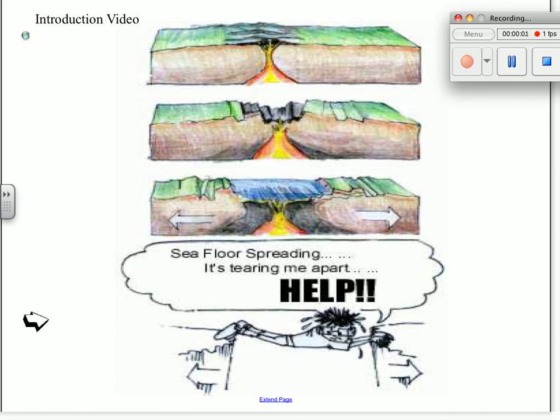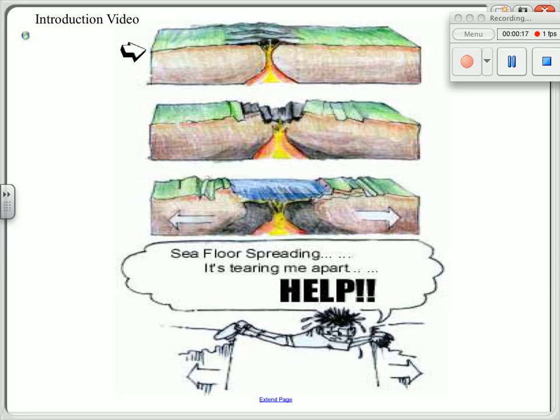So I want to take a minute and review that cartoon that we looked at yesterday. And in this particular picture, we saw seafloor spreading is tearing me apart. Help. And if you recall, here we have in the very beginning our land, and we can think of this, if we go back to Pangea, as this is South America, and this is Africa.